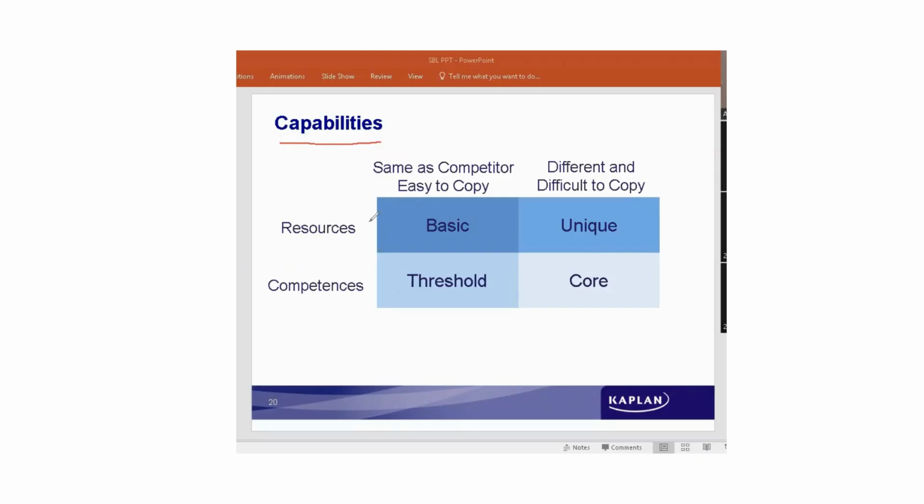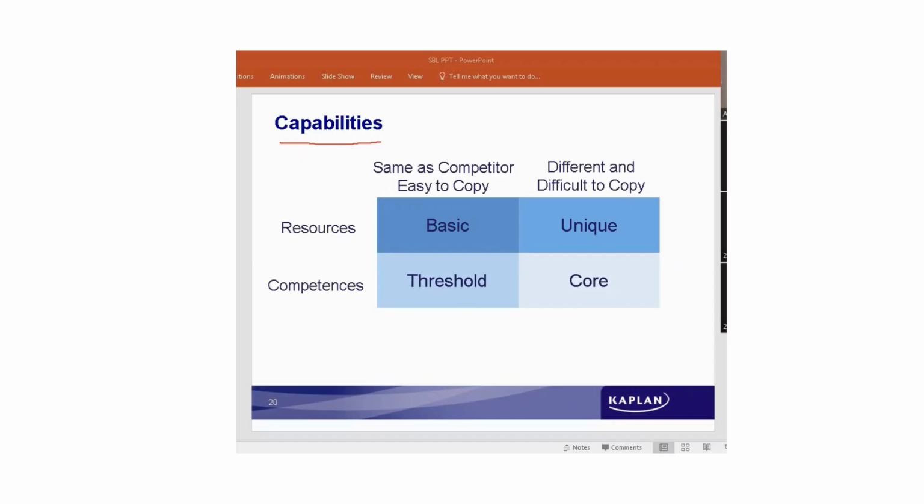There is a matrix given. On the horizontal axis, it is about the competitor: whether it is the same as the competitor and easy to copy, or different from the competitor and difficult to copy. That is the variable on the horizontal axis. On the vertical axis, we have two variables: resources and competences. Resources are what they have with them. Competences are what abilities they possess.